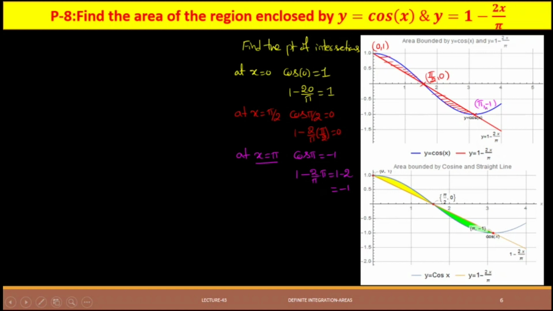So the required area is divided into two parts, namely the yellow colored shaded region and the green colored shaded region. So the required area is divided into two parts, namely A1 plus A2. Okay, how do we find out A1? So A1 is equal to integral 0 to pi by 2.